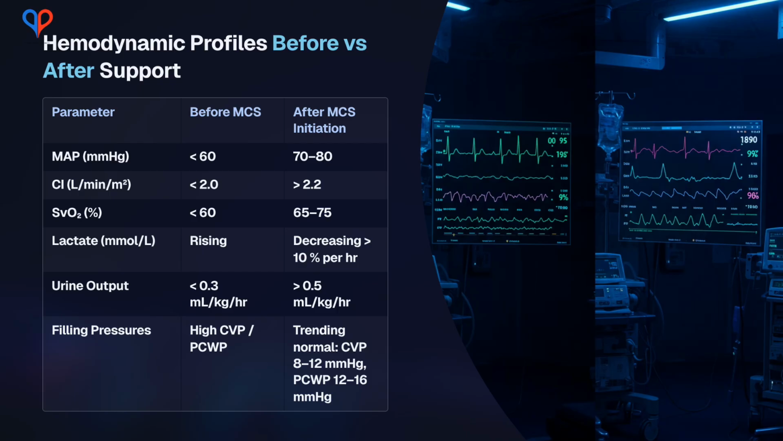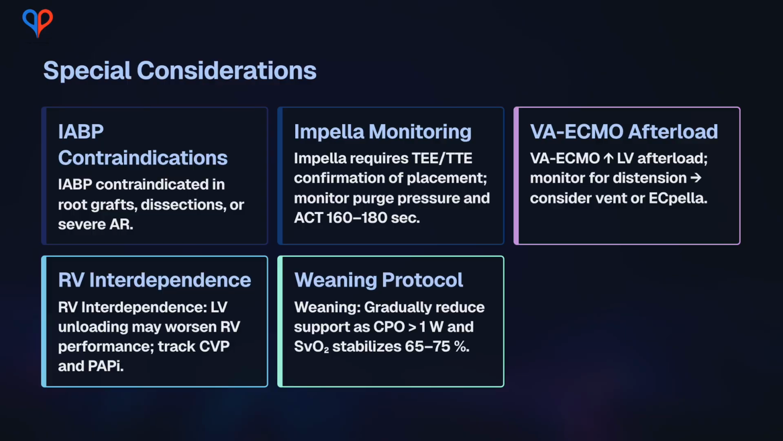Urine output, greater than 0.5 milliliters per kilogram per hour. Central venous pressure, 8 to 12 millimeters of mercury. Pulmonary capillary wedge pressure, 12 to 16 millimeters of mercury. During VA-ECMO support, rising wedge pressure or pulmonary edema indicates inadequate left ventricular unloading. Consider Impella or venting. For right-sided support, clinical improvement is seen when CVP decreases and PAPI rises toward normal.